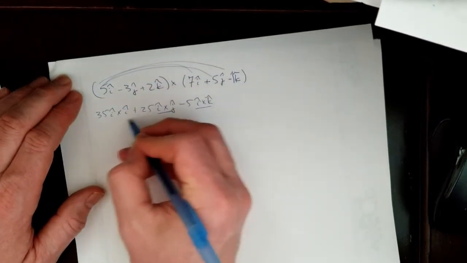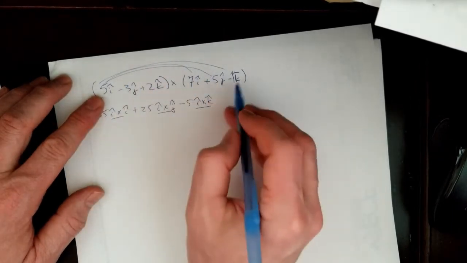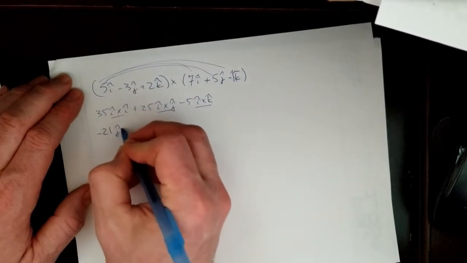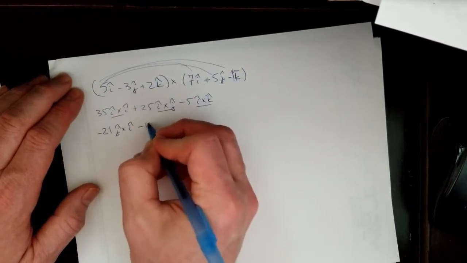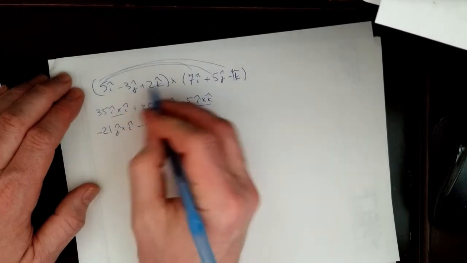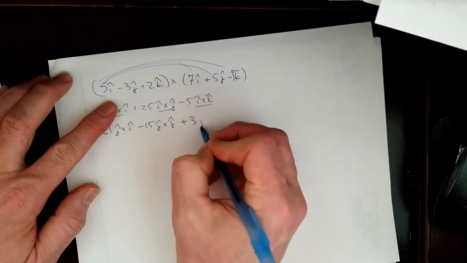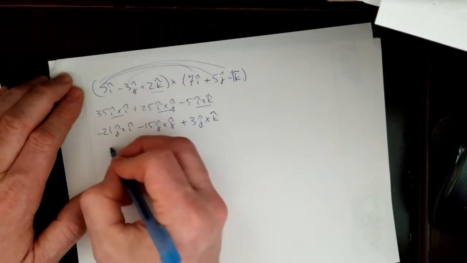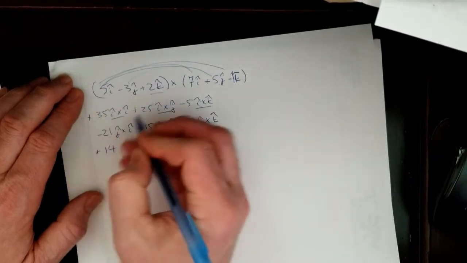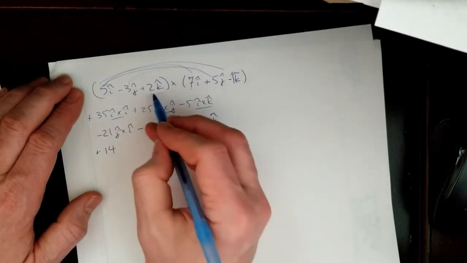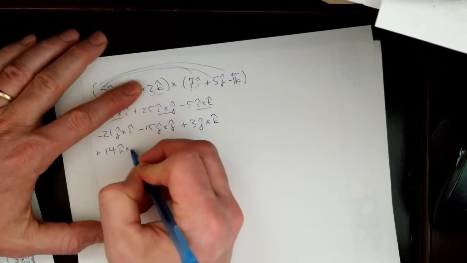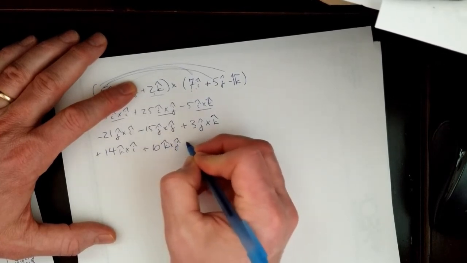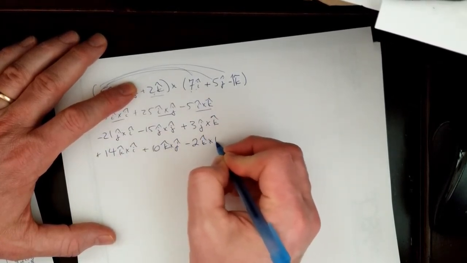Notice that my order here is the same order as I have up here. That was the i cross those things. Now the j cross i: I got negative 21 j cross i, minus 15 j cross j, plus 3 j cross k. And now this one, I have 14, that's positive, 14 k cross i, plus 10 k cross j, minus 2 k cross k.